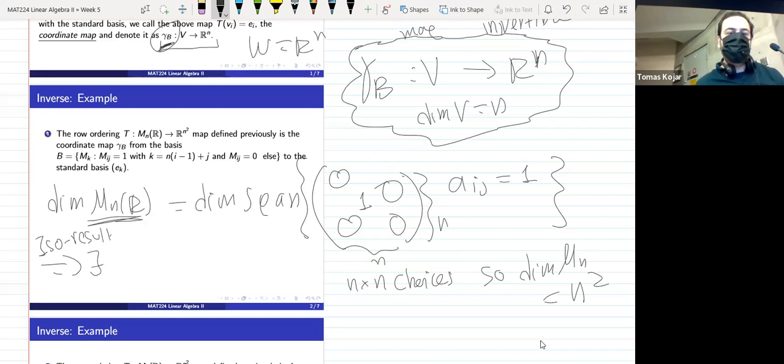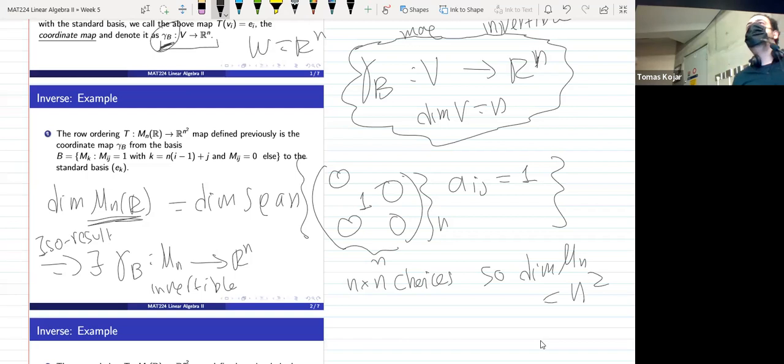So from what we proved, from the iso result, there exists a map called gamma_B that sends you from M_n to R^(n squared). And it's invertible. But this is an abstract construction, so I even gave you a concrete construction.